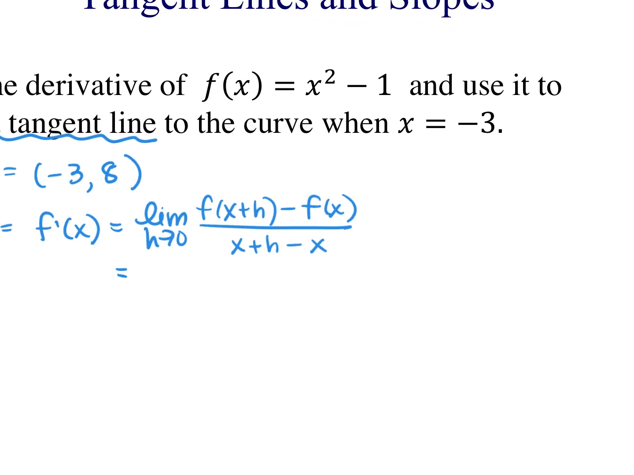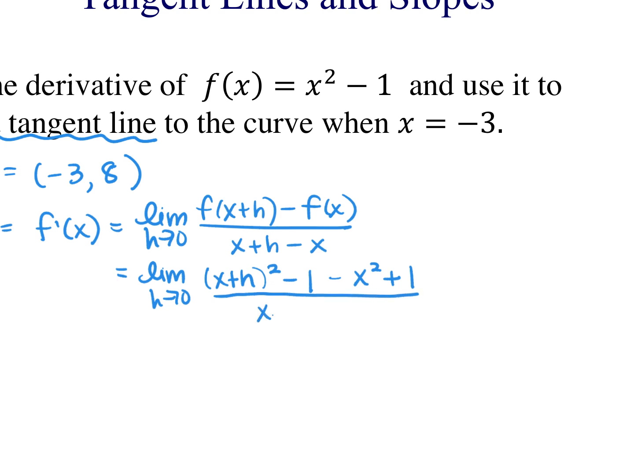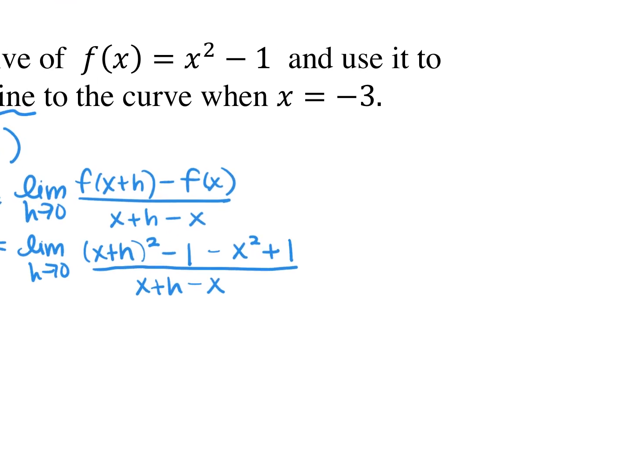So let's work through this. F of x plus h means put x plus h into the equation: x plus h squared, minus 1. Then subtract f of x, which would be minus x squared, but plus 1, because I'm subtracting the whole function. And then the denominator is x plus h minus x, which I will simplify. Then we do the algebra. We FOIL, and then we look for what, if anything, can cancel out.